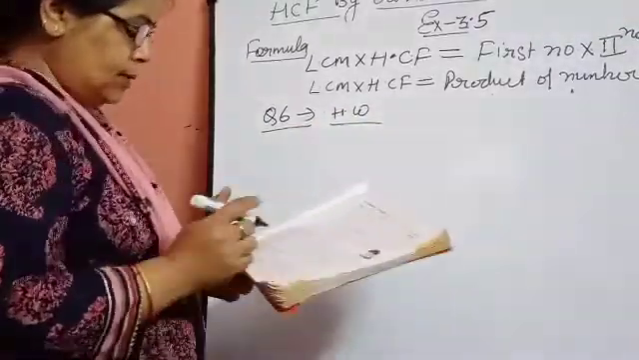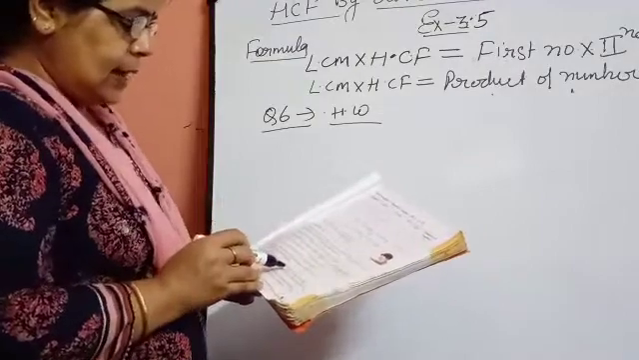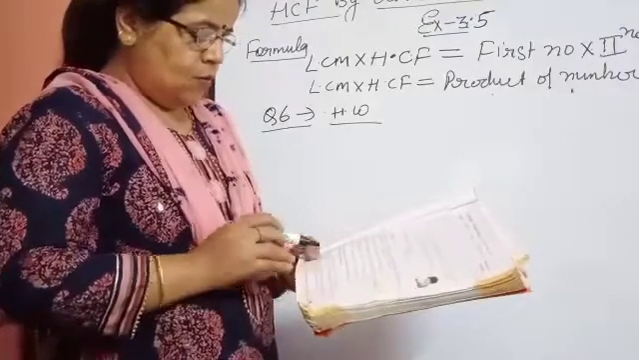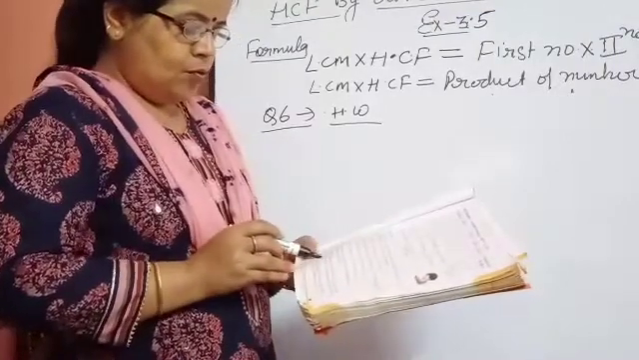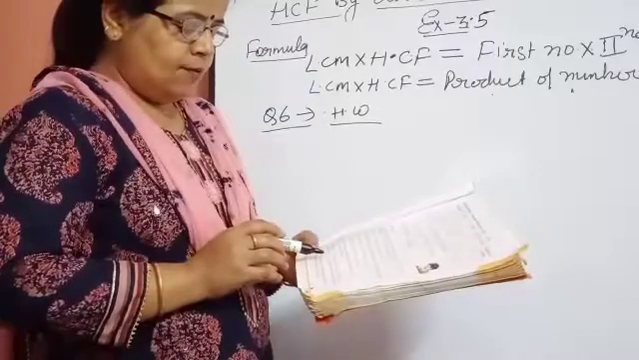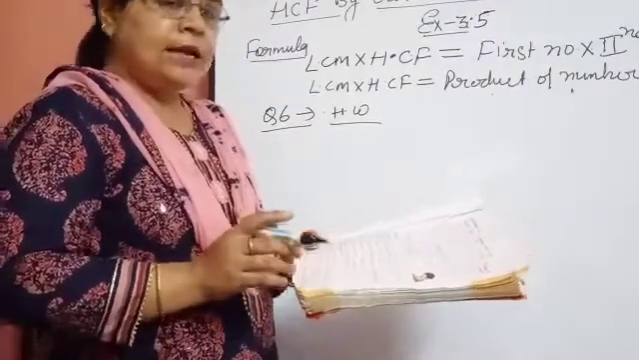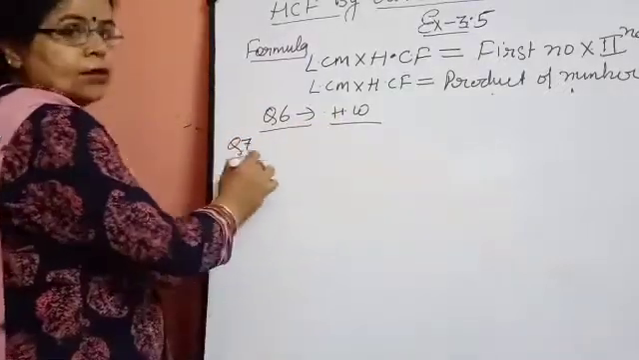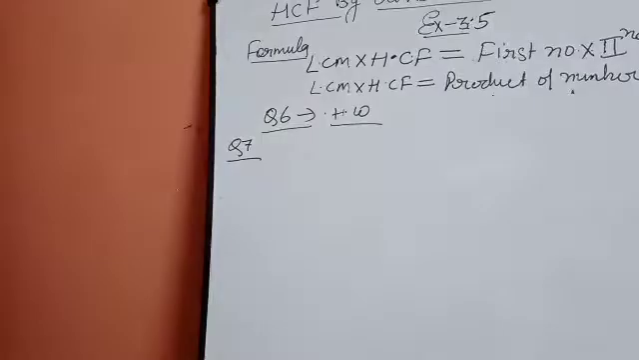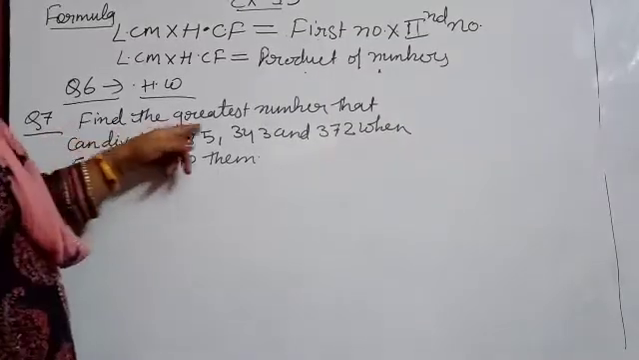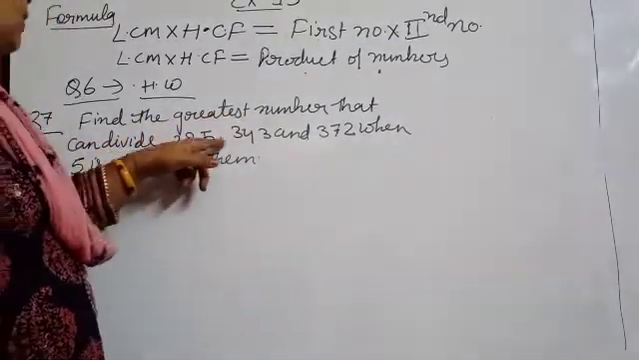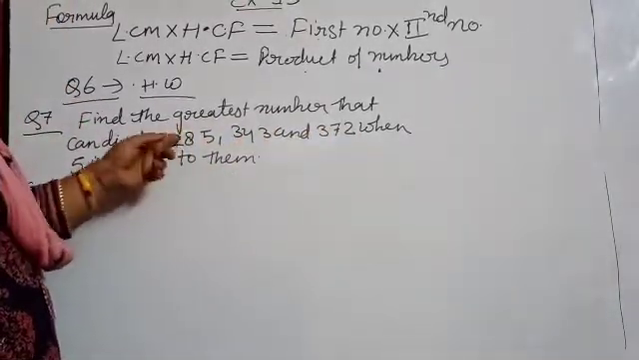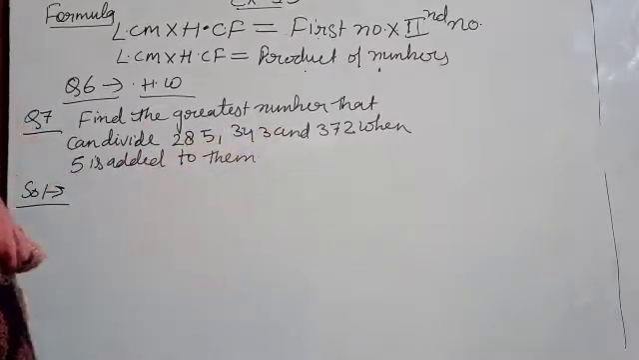Then in question number 7, find the greatest number that can divide 285, 343 and 372 when 5 is added to them. So what we will do? First of all, we will add 5 to each of the numbers and then we will find their SCF. This question I am doing. See that question number 7 now. Find the greatest number that can divide 285, 343 and 372 when 5 is added to them. Means after adding 5, you have to find the SCF of these numbers.